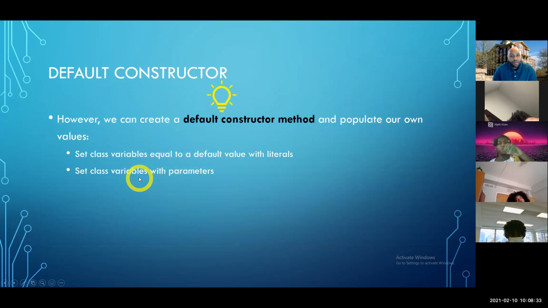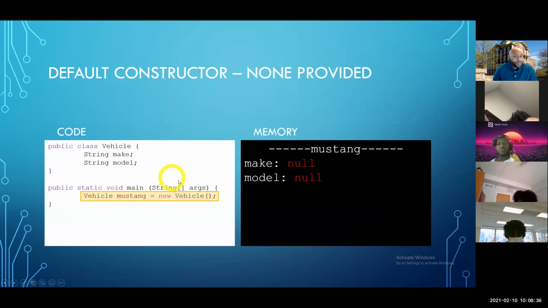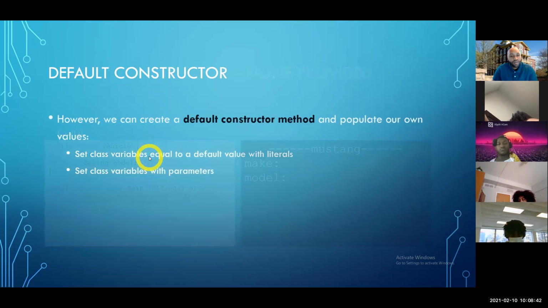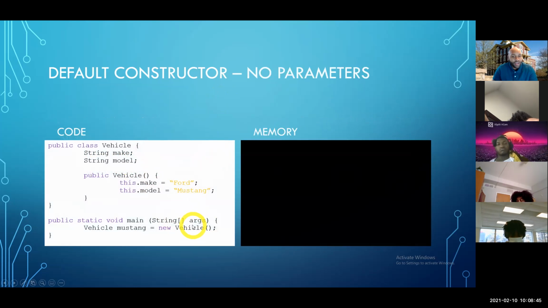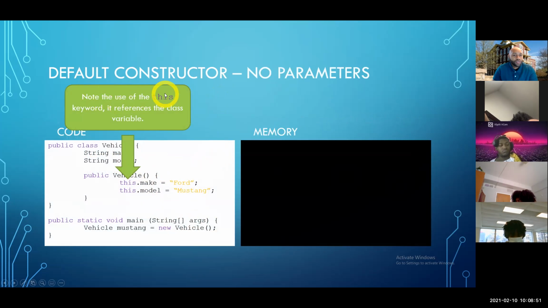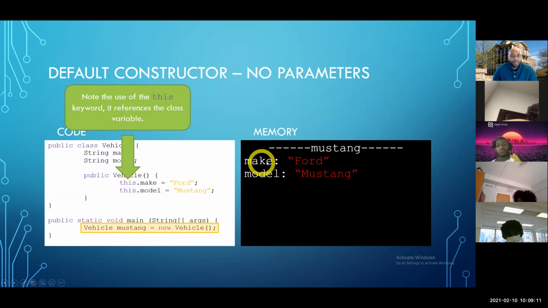Previously, we didn't type one. So it's just going to call a default method, set everything to null. We didn't create one here. However, now we've created one, so it's actually going to call our method. And do note the use of the this keyword. When we say this.make, we're referring to our class variable. This.model refers to our class variable. So we're going to set this.make equal to Ford, this.model equal to Mustang. So when we run this line, by default, make will be Ford, model will be Mustang.